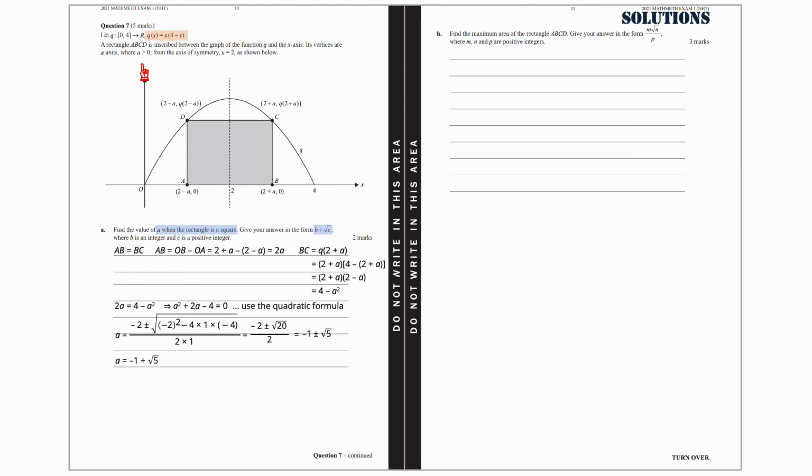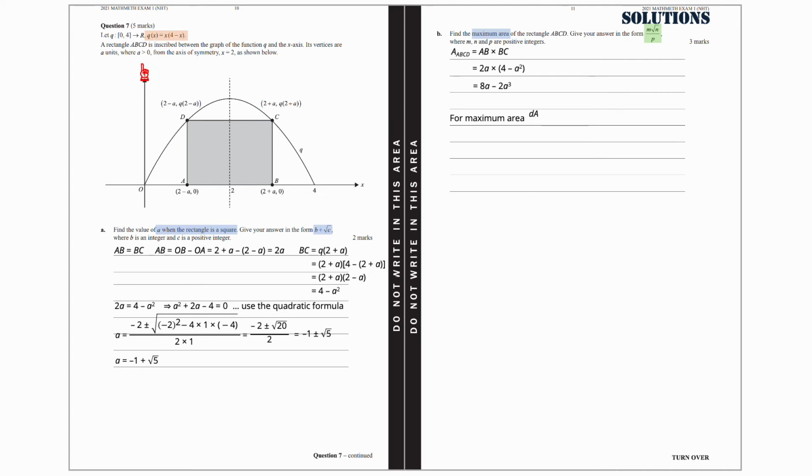Part B. Find the maximum area of the rectangle ABCD. Give your answer in the form m square root of n all over p, where m, n, and p are positive integers. The area of the rectangle is AB times BC, which is 2A times bracket 4 minus A squared. That gives us 8A minus 2A cubed.